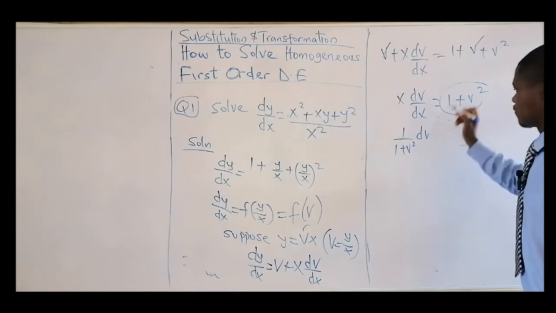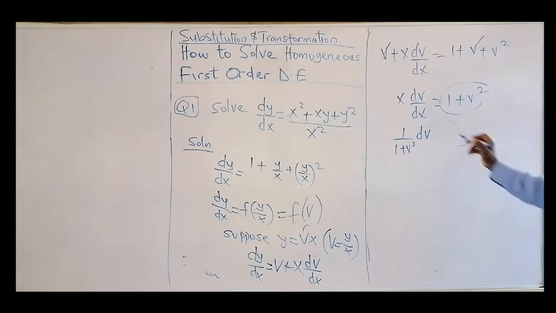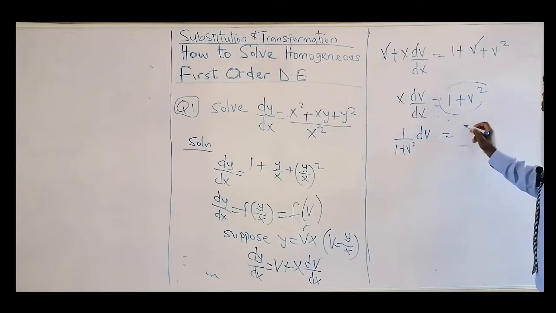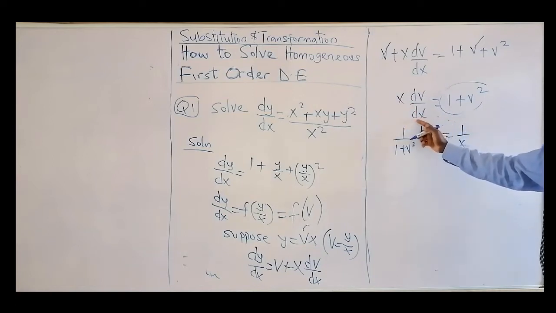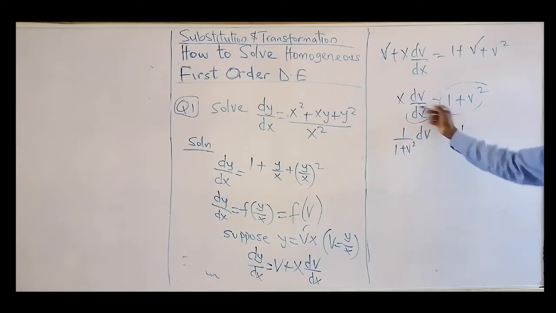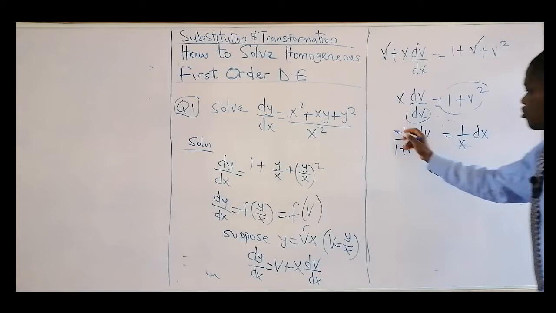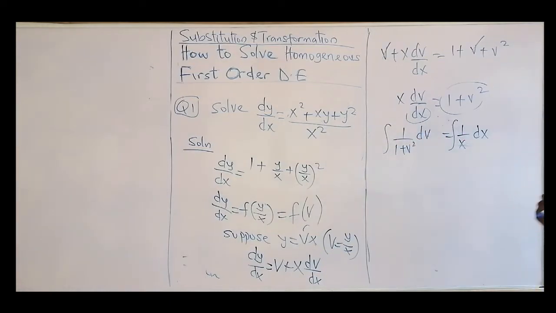And left with the function, the v. Then remove this x from here. That's 1 over x. Okay, I'm dividing both sides by what? By x. So that goes, and then multiply through both sides by this denominator, that is dx. So we have separated the variables. Then the next thing to do is to integrate both sides.